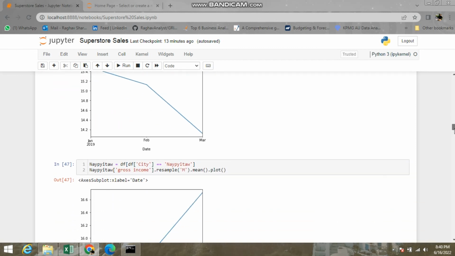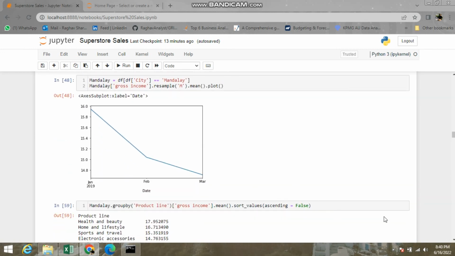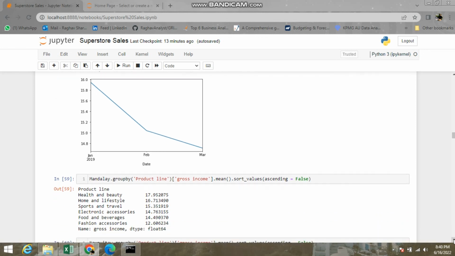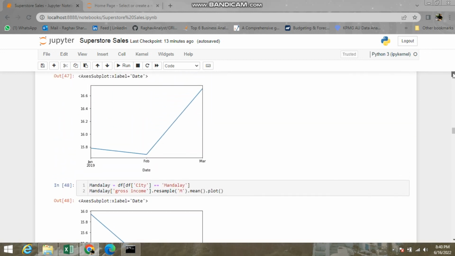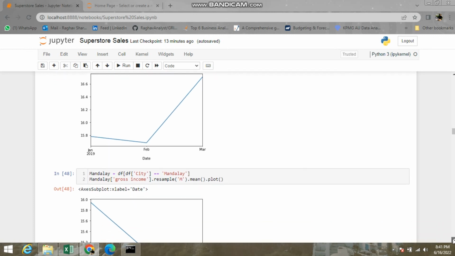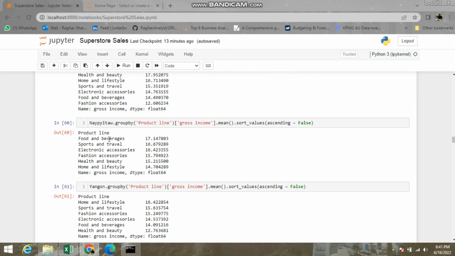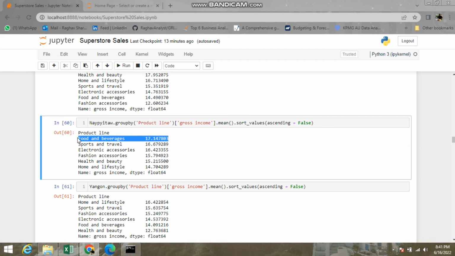Next comes the sales at Nepitaf. In Nepitaf we can see that yes, there is an increasing pattern. The third one I also plotted. From here I came to know which product line is causing a decline, or how this store Nepitaf is gaining sales. I came to know that Nepitaf has done significantly well in the F&B sector, because of which its sales have definitely grown.